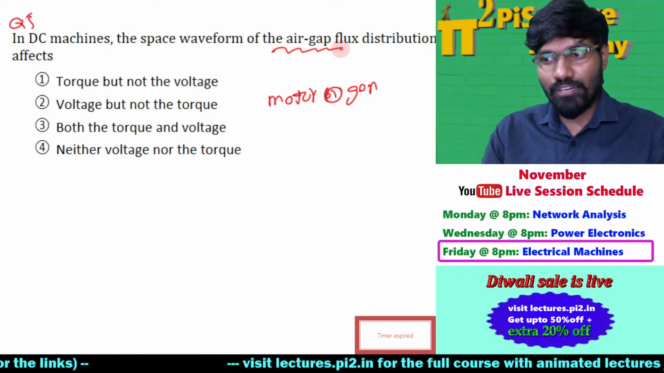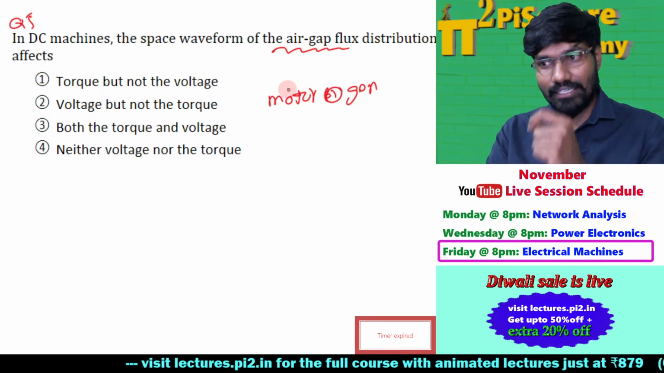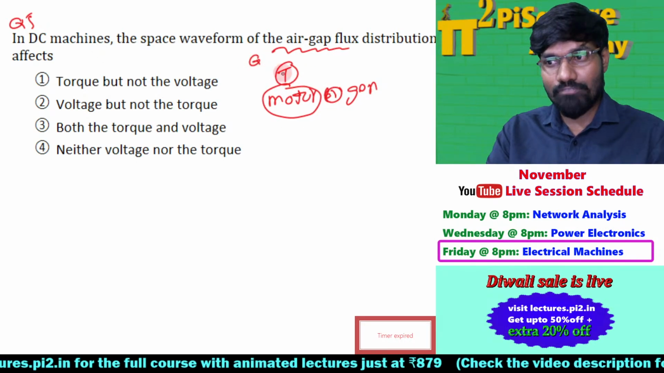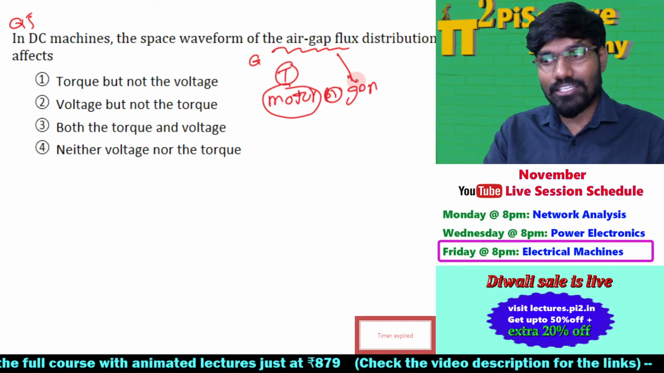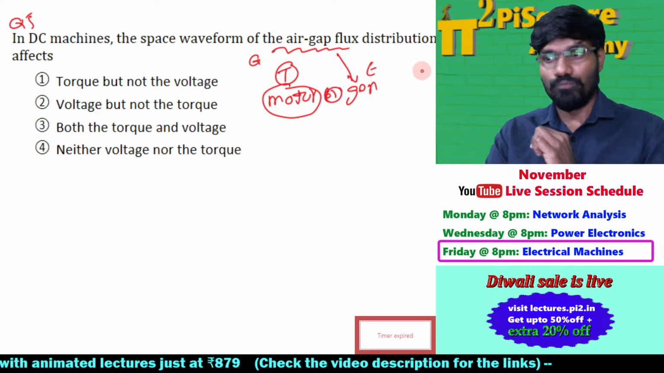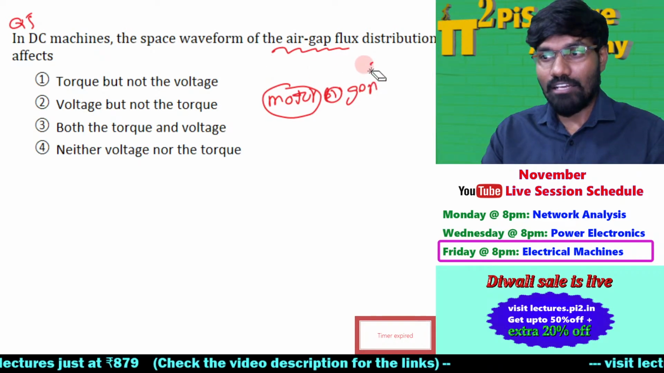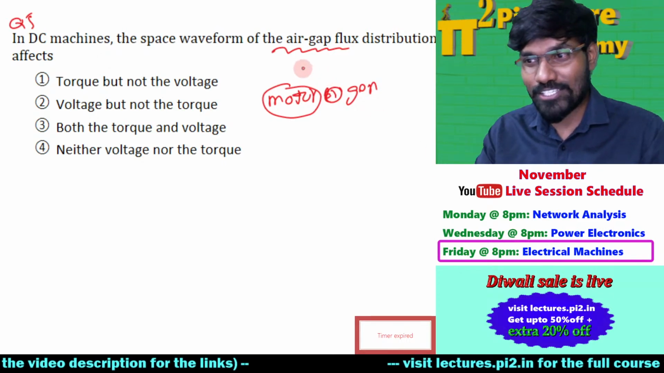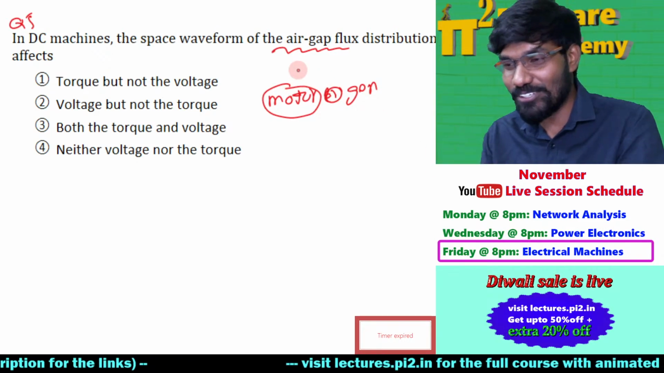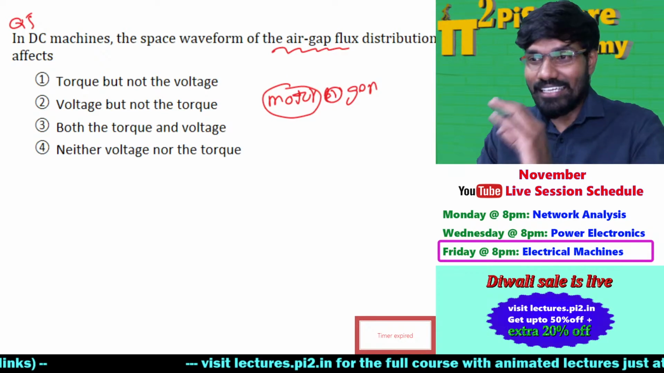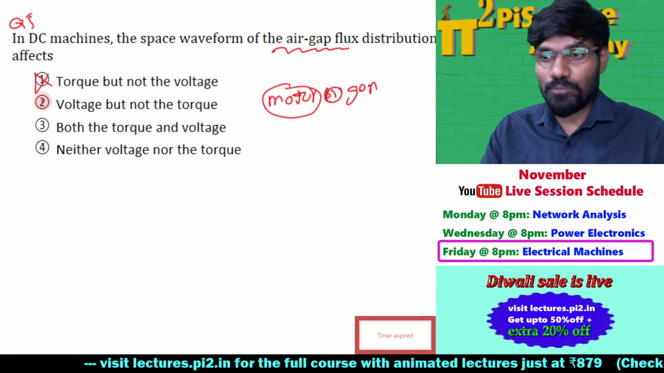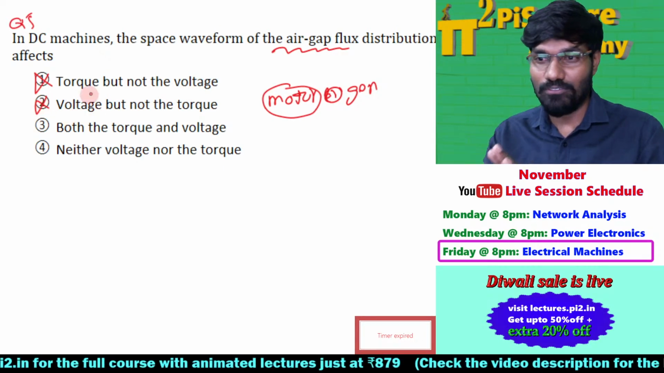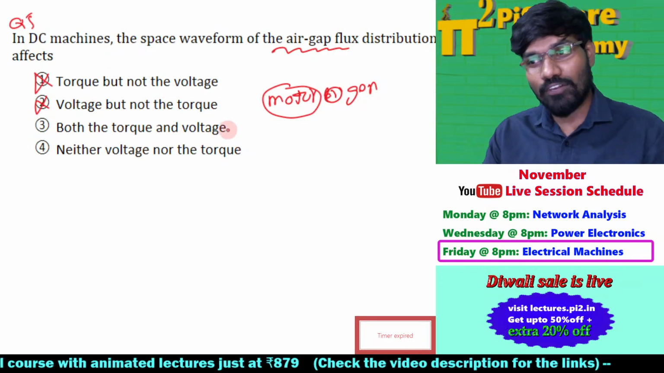And if the air gap flux is affecting the motor torque, definitely that will affect the generator induced EMF also. It's not that it will affect only a motor and not a generator. No, it's equally true. Whatever effects you get for the motor, the same effects you get for the generator also. So it can never be this option or this option. It is true for torque but not for induced EMF? No, this is not true. Now, either of these two is possible.